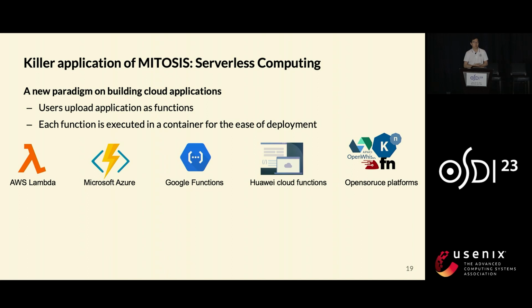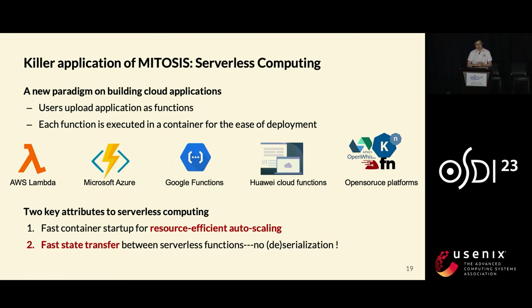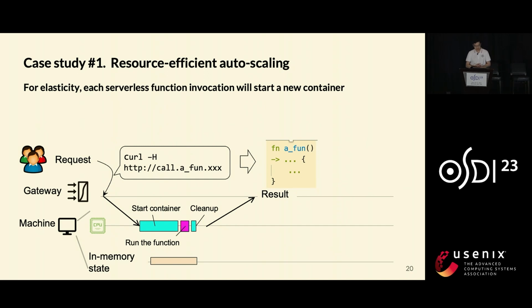Serverless computing is a killer application of our system. It allows users to upload applications as functions. The serverless platforms will automatically deploy the functions in containers and provision features like auto-scaling and pay-as-you-go. Mitosis can bring two key benefits to serverless computing. First is resource-efficient auto-scaling, and second is fast state transferring between serverless functions. Let's first see the resource-efficient auto-scaling.